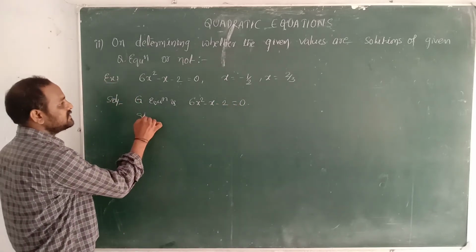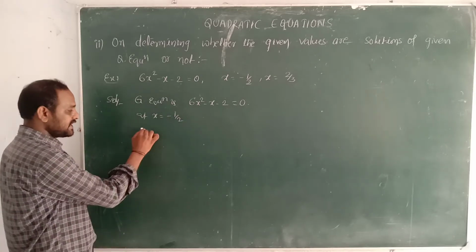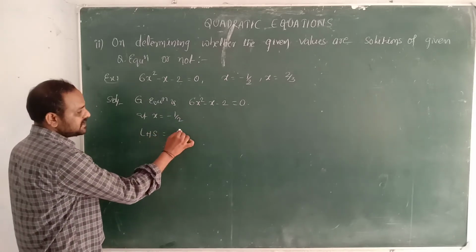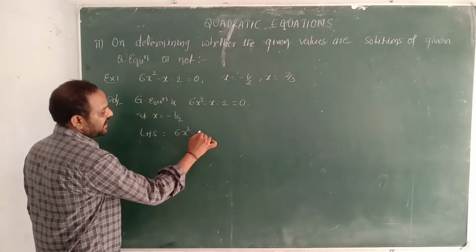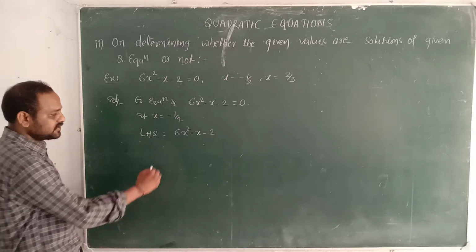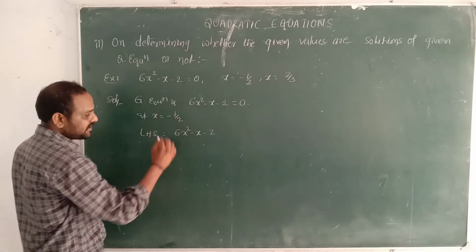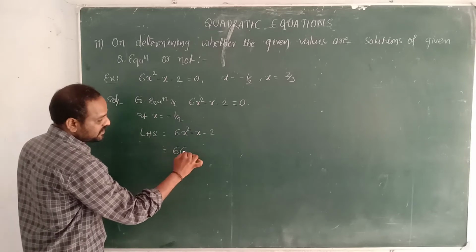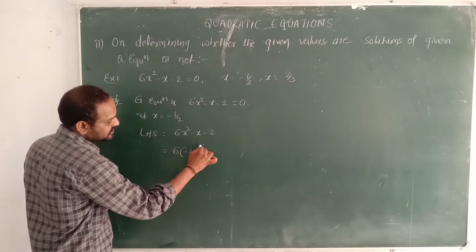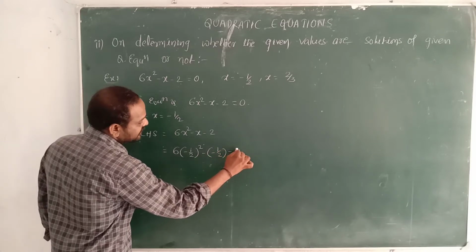Now at x is equal to minus 1 by 2, we take the LHS: 6x square minus x minus 2. Now we substitute instead of x, first x is equal to minus 1 by 2. So 6 into minus 1 by 2 whole square, minus of minus 1 by 2, minus 2.